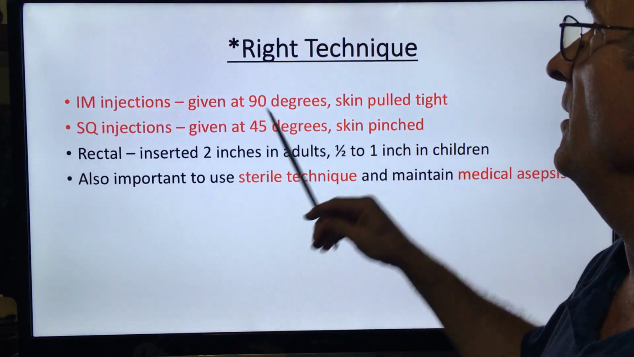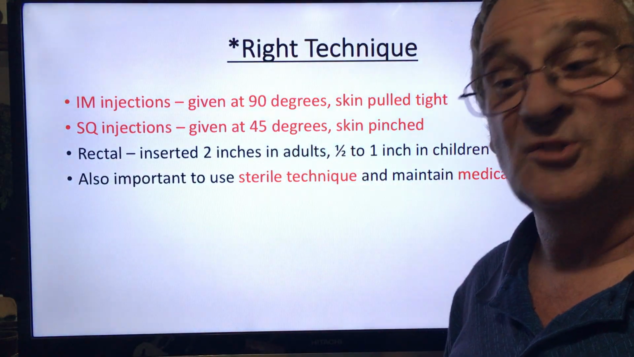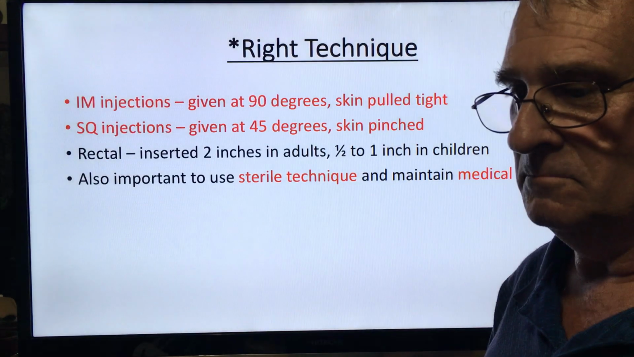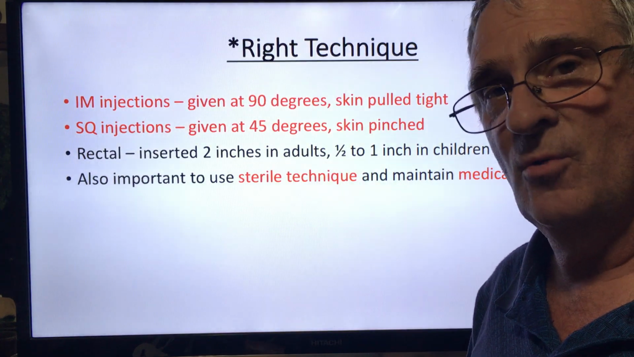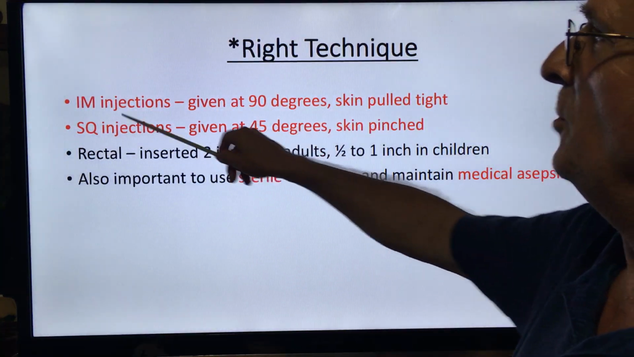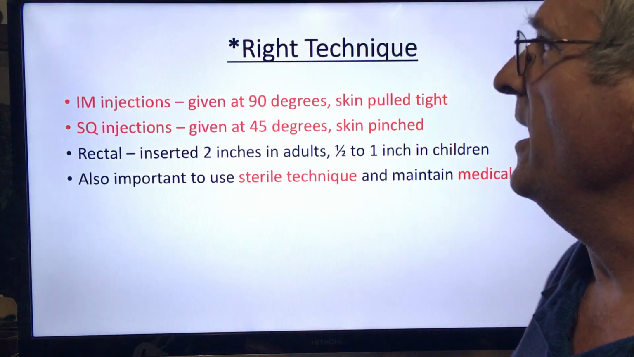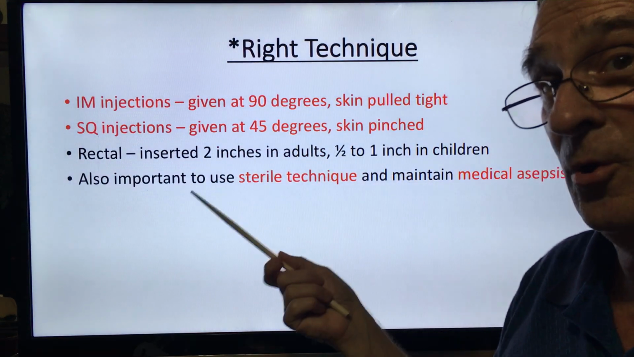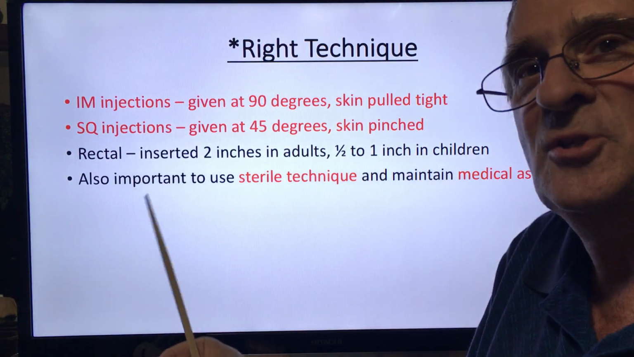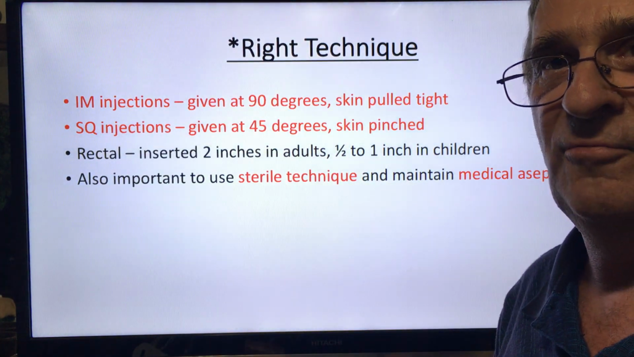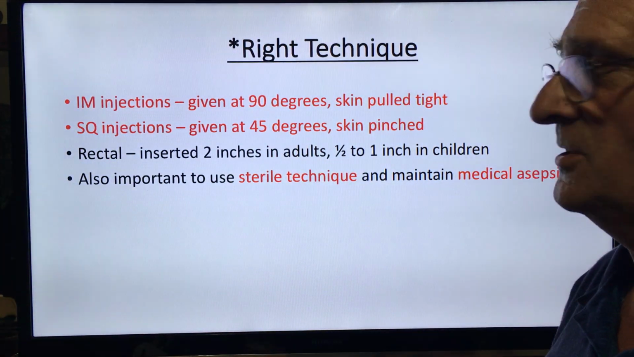Now, when we talk about technique, again, depending on whether we're giving an injection or we're giving an enteral route, we have very specific techniques, and we'll go over these in class as well. For example, IM injections are injected at a 90-degree angle to the skin, and the skin is pulled tight, whereas subcutaneous injections, the ones that go under the skin but not into the muscle, are given at a 45-degree angle, and the skin is pinched up to separate the subcutaneous tissue from the muscle. Okay, so IM 90 degrees, sub-Q is given at 45 degrees.